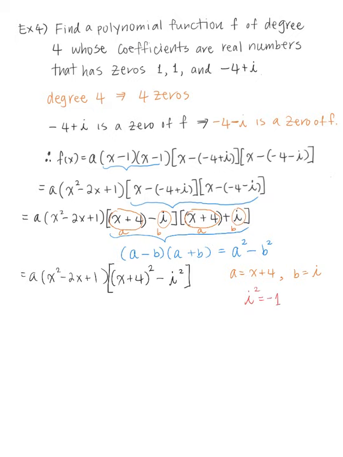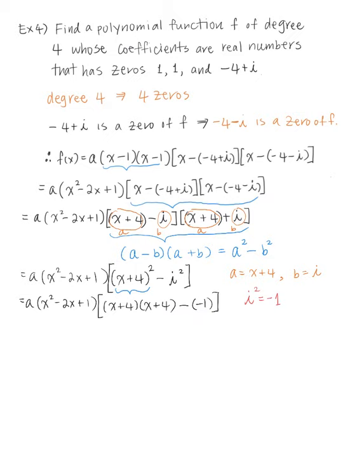Okay, so let's use that, and furthermore, let's multiply this out. I'm going to replace the i squared with negative 1. So this is going to be a times x squared minus 2x plus 1. Be careful here: x plus 4 whole quantity squared means x plus 4, and then another x plus 4, and then you're going to have a minus i squared, so you're going to have a minus negative 1.